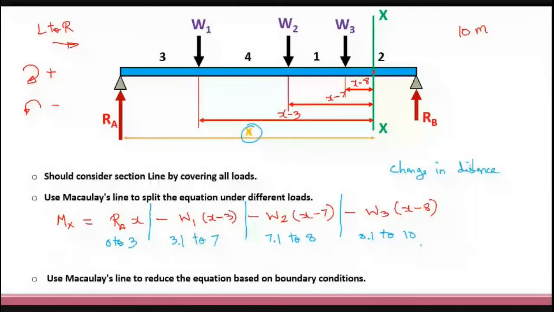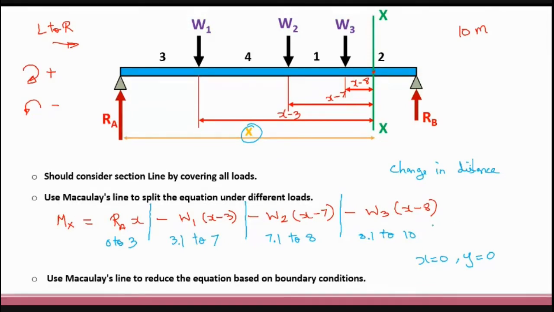For example, my boundary condition is when x is equal to 0, y is equal to 0. Then we consider this as my boundary condition. So here x is 0. Of course, x = 0 is not positive or negative, so it is both. So let me consider this. 0 minus 3, negative, negative, negative. So my equation is Mx is equal to RA x.